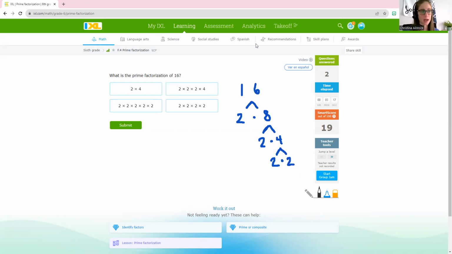Now all I have left are my prime numbers here. So we have 2 times 2 times 2 times 2. So 1, 2, 3, 4 2s. If we look at our answer choices here, that would be this one. You have 1, 2, 3, 4 2s. And you could always double check your work by multiplying that back out. If you multiplied 2 times 2 times 2 times 2, you would get the answer of 16. And because they're all primes, you know that's the correct answer.